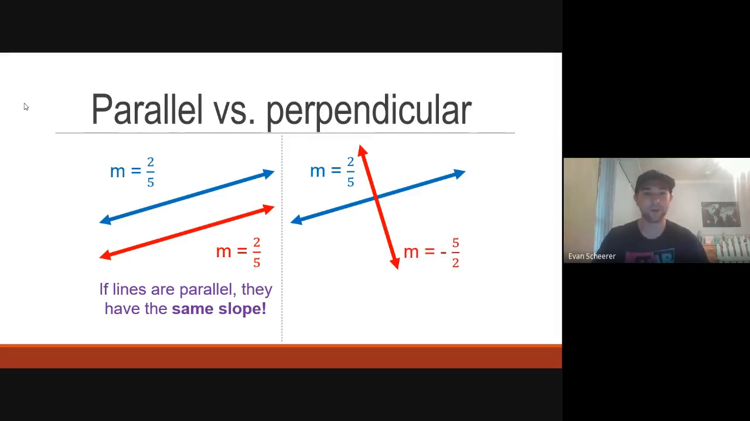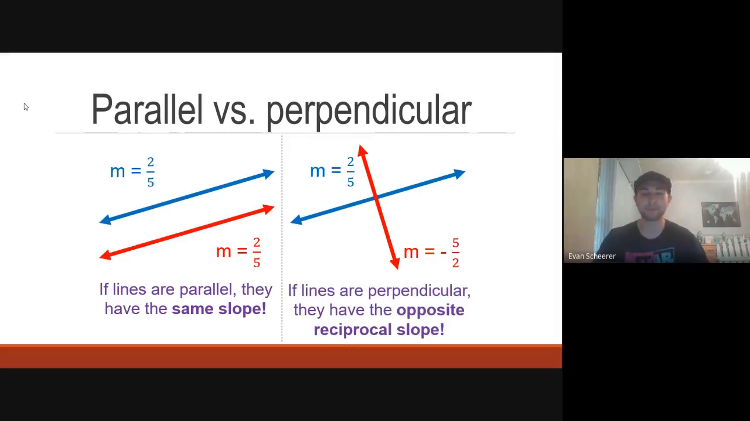So notice not only did the sign switch, but we took the reciprocal. 2/5 became 5/2, and we did the opposite sign. We call the two slopes of perpendicular lines the opposite reciprocal. So if lines are perpendicular, they have the opposite reciprocal slope. The slope is flipped and the sign is switched.